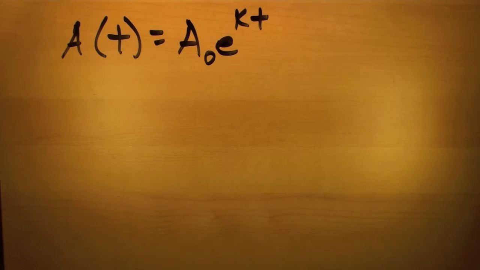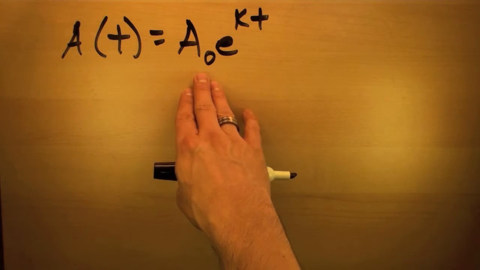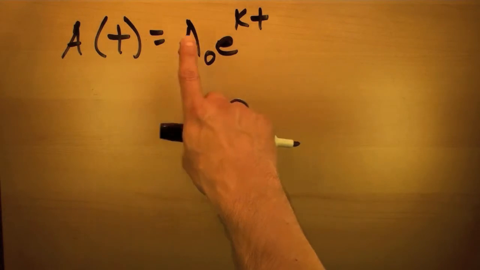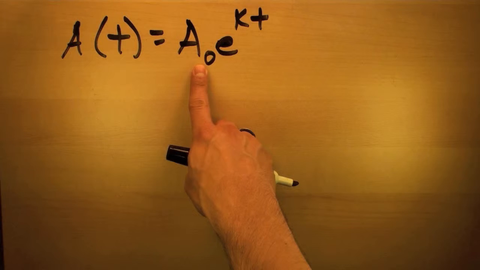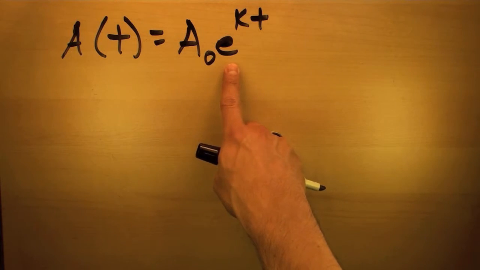Many natural phenomena follow the exponential growth decay model given by A of t equals A sub 0 e to the kt, where A sub 0 is the initial amount that you start with. This could be a bacteria population, an amount of metal that is radioactively decaying, all sorts of stuff. E is the irrational number, e.